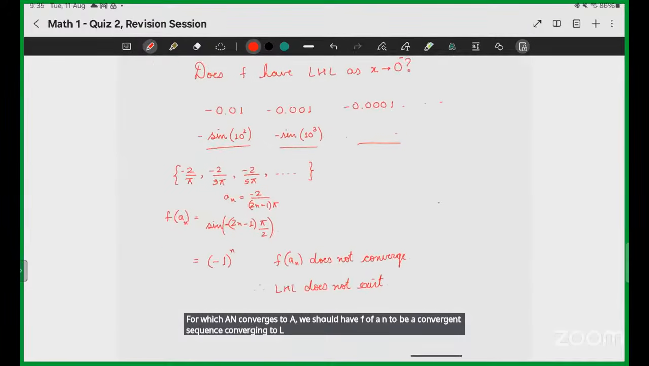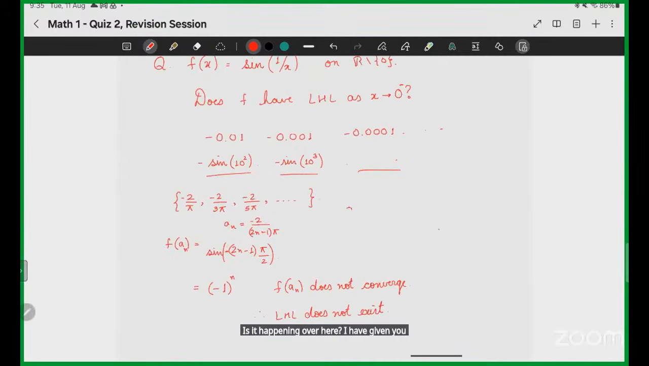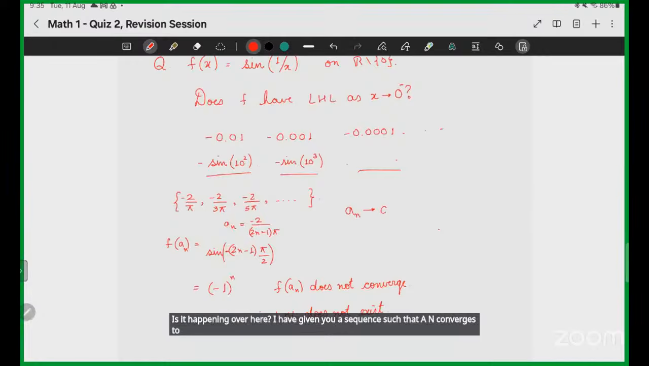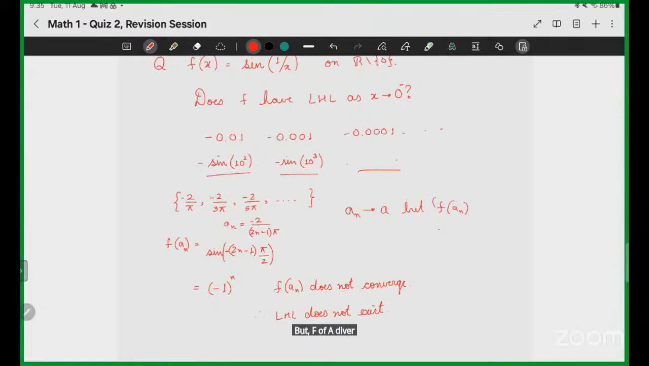Is it happening over here? I have given you a sequence such that an converges to a, but f of an diverges. an is less than a, an converges to a. So in this case, a is 0, and f of an diverges. Is this clear? Yes.